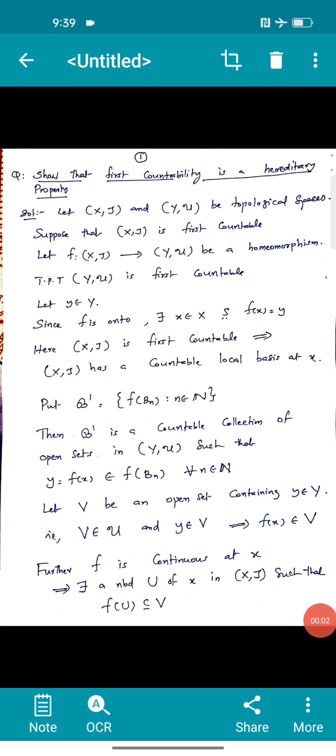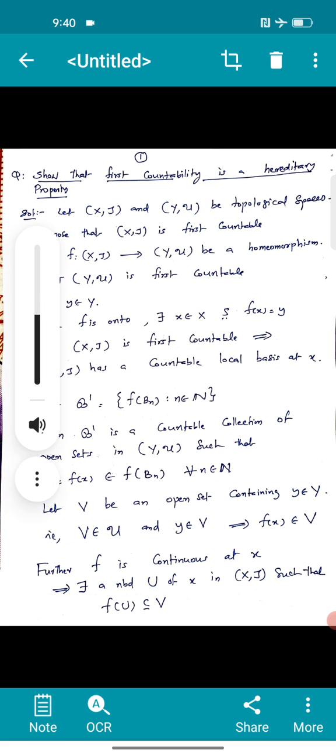Dear students, today we will discuss three problems. The first question is: show that first countability is a hereditary property. Solution: let X and Y be topological spaces. Actually, you have to prove that first countability is a hereditary property.